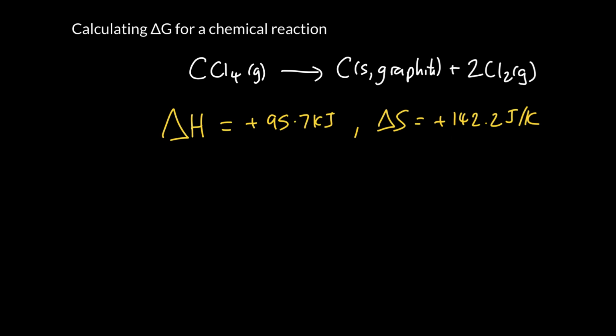Let's go ahead and calculate delta G at 25 degrees C. Why are we doing delta G? It tells us whether a reaction goes. So if it's negative, it will go. If it's positive, it won't go. If it's negative, that means the entropy change for the universe goes up.